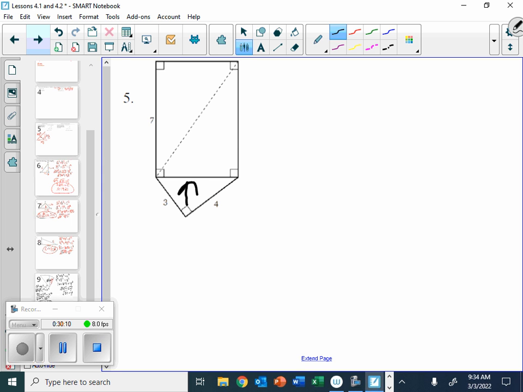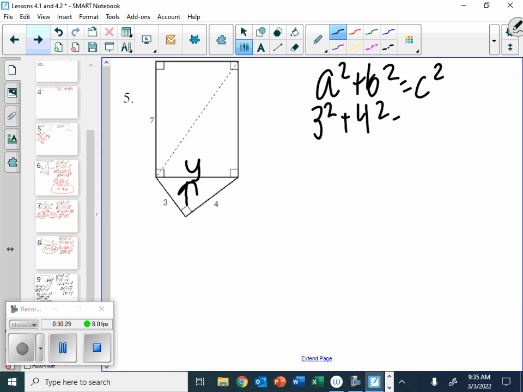For simplicity's sake, once again, I'm going to call it Y. You can call it whatever you want. I don't care. So that means I'm missing my C term, and A and B could be 3 or 4. Doesn't matter. So I'll just say 3 squared plus 4 squared equals my hypotenuse, Y squared. And I want you really quickly to find Y. Hopefully we can do this by now.